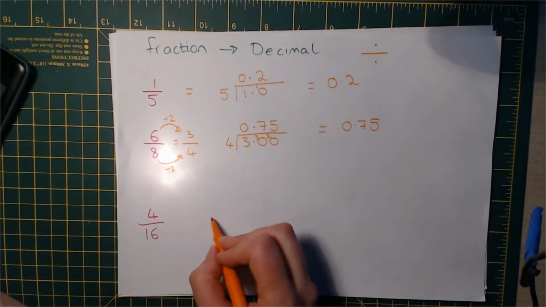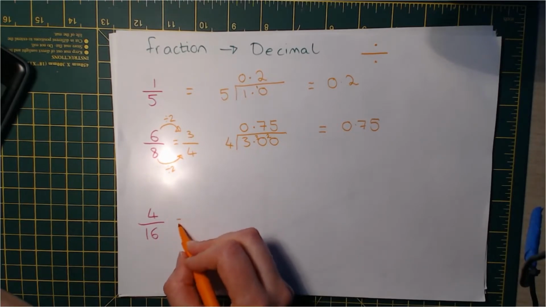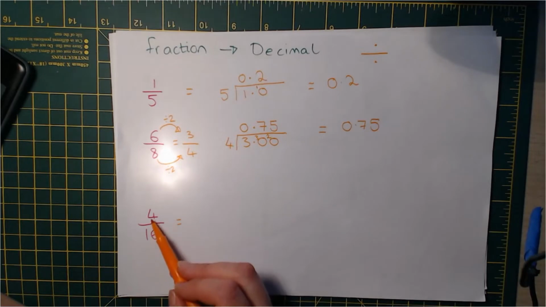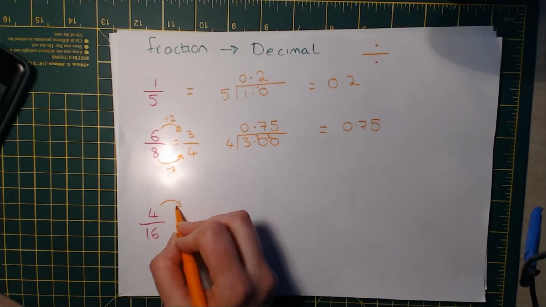Okay, and the last one, again, we've got common factors here, and it's actually 4. 4 goes into both. So I'm going to divide by 4 on the top and the bottom.